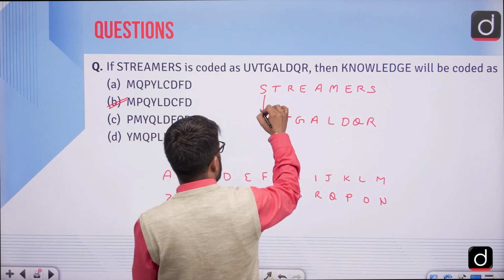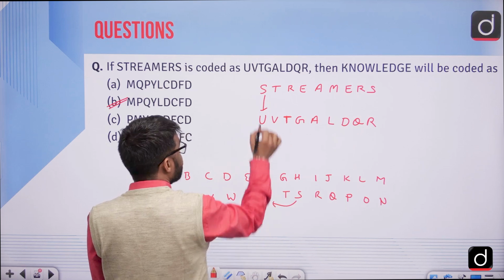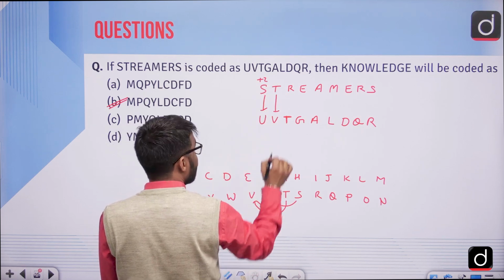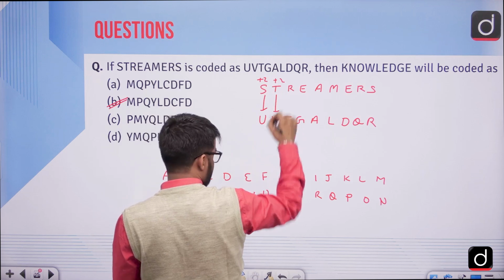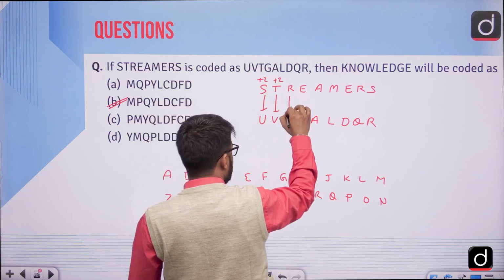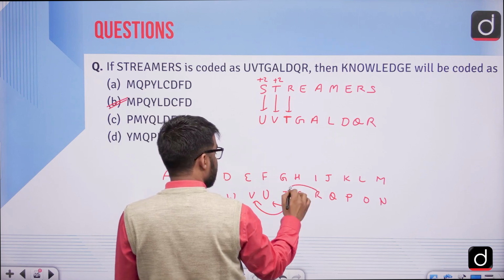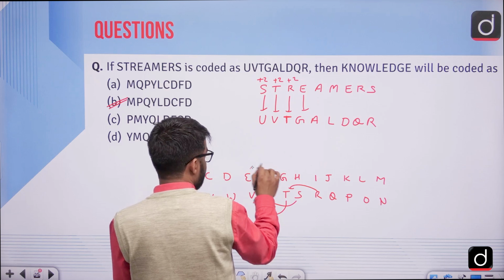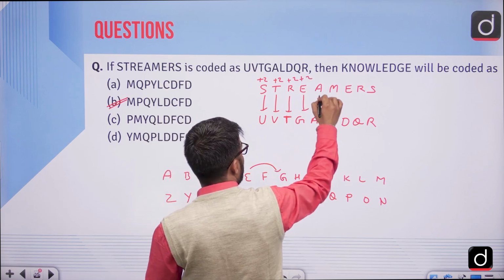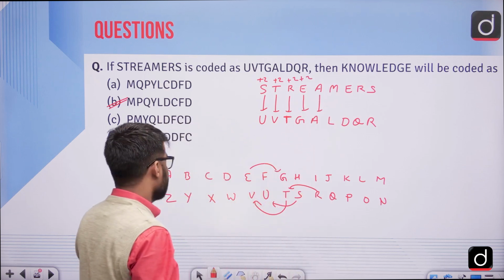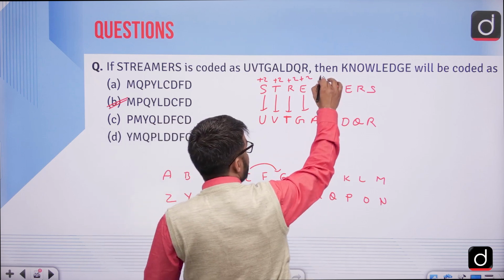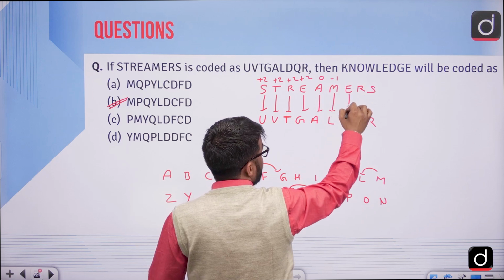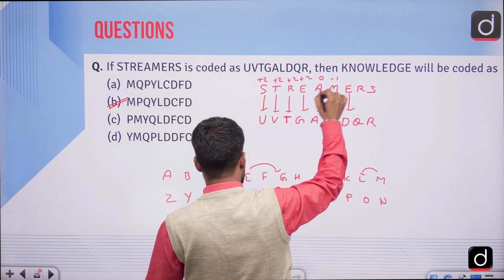For S at a plus 2 gap, it is U. For T at a plus 2 gap, it is V. For R at a plus 2 gap, it is T. For E at a plus 2 gap, it is G. For A, there is no gap, so it will be 0. For M, it is L at a minus 1 gap. For E, it was D at a minus 1 gap.